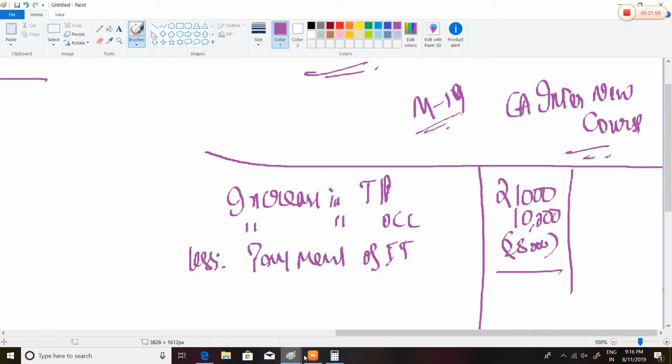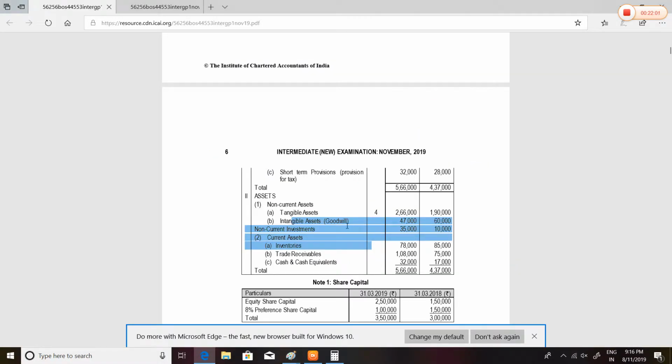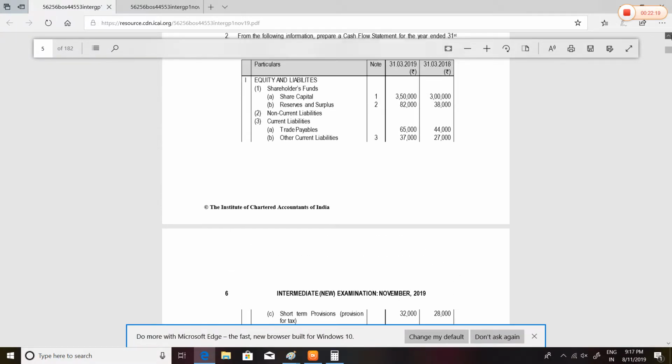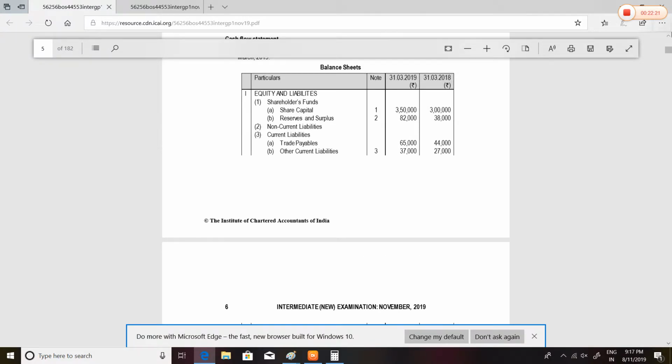Let me check again. I think we are missing something. Inventory 7,000 added. Okay, 3 disabled, so 7,000 reverse increase 3,000. It's also correct here. We subtracted. Then 3 tables 44 to 65, we're gonna add it. Then 27 to 37, we're gonna add it.